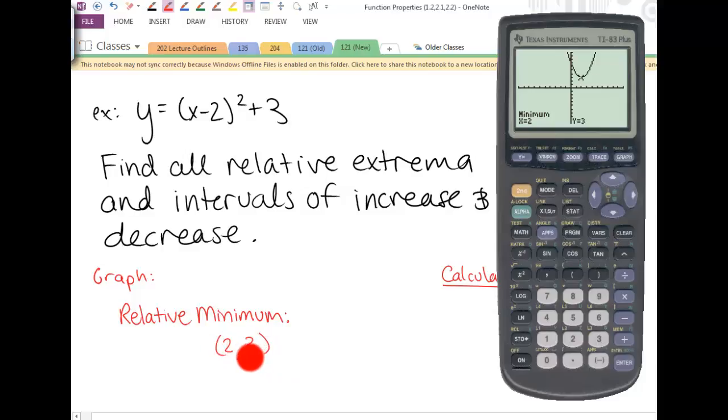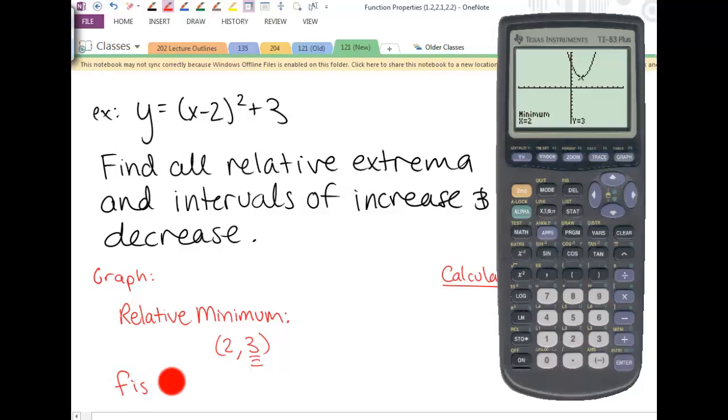This is a minimum value of 3, right? 3 is the lowest y value we get, in this case on the whole graph, and this occurs when x equals 2. Because we know this point, we also know the intervals of increase and decrease.